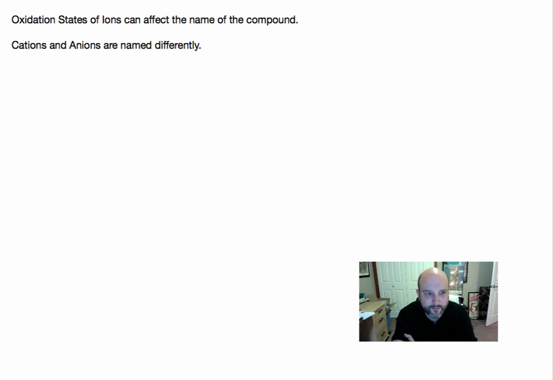Hi, I want to talk a little bit about naming of ionic compounds, and I put a few notes here. One reads, oxidation states of ions can affect the name of a compound. So you might want to ask, what is an oxidation state? How does that differ from a charge?